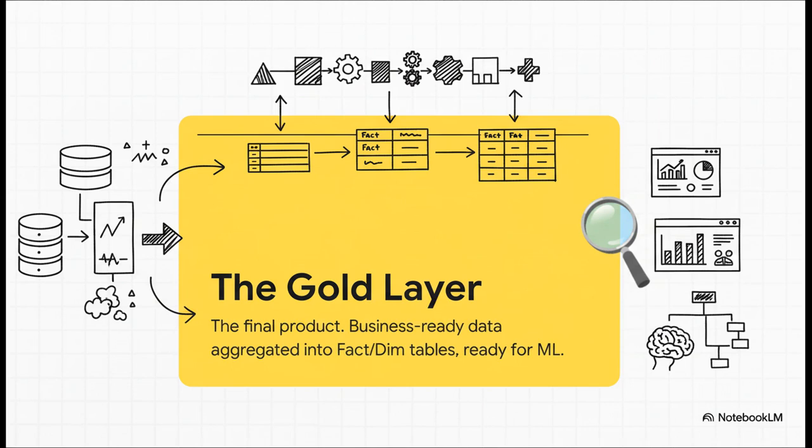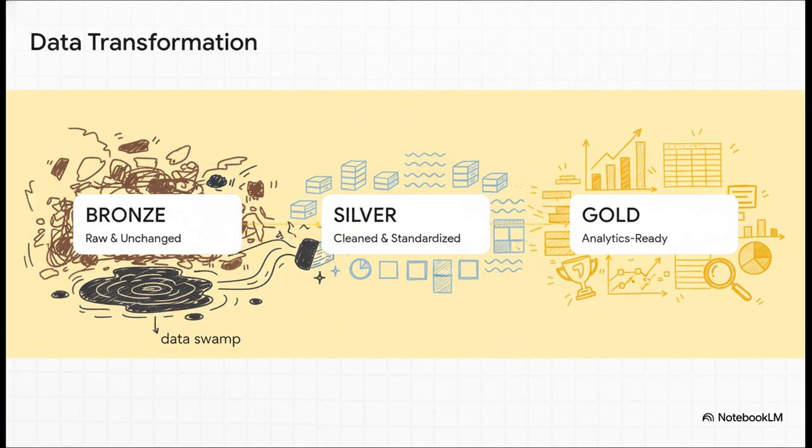And finally, the data arrives at its destination, the gold layer. This is the finished product. Here, all that clean data from the silver layer gets aggregated and shaped into models that are perfectly optimized for business analytics. You know, things like fact and dimension tables that power all your dashboards, your reports, and even machine learning.